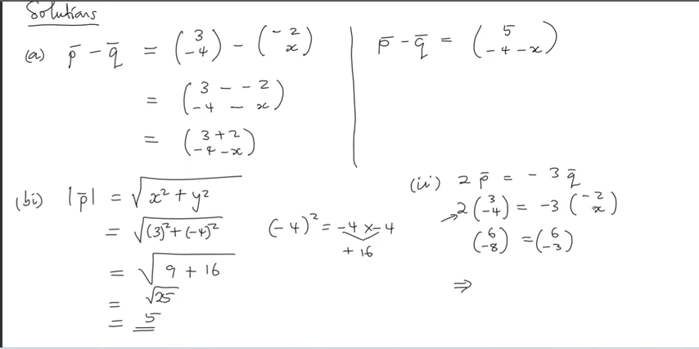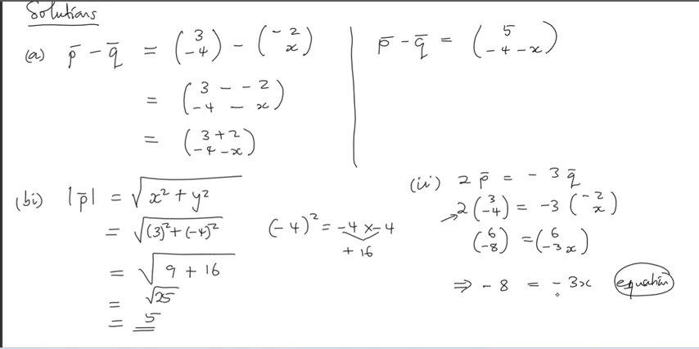Okay, let me go back there. I think I left something out. This is 6 minus 3, okay, minus 3x, not just minus 3. So that means the bottom values are the same. So we have negative 8 being equal to minus 3x. So this is more like an equation now. This is an equation.